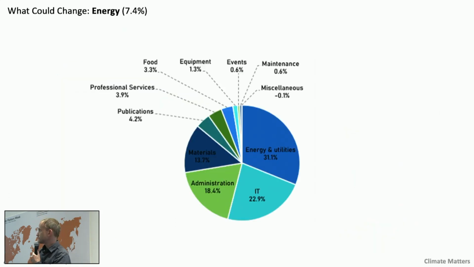So we've also, in this diagram, taken out travel, as some institutions do, and then we see perhaps a slightly different, more balanced picture of the other key elements of the emissions footprint.